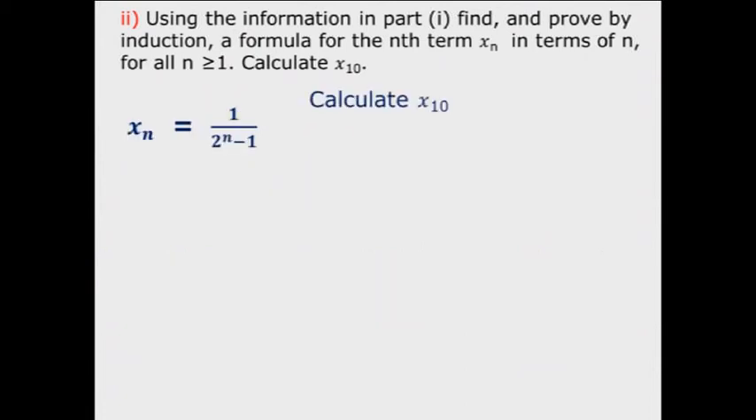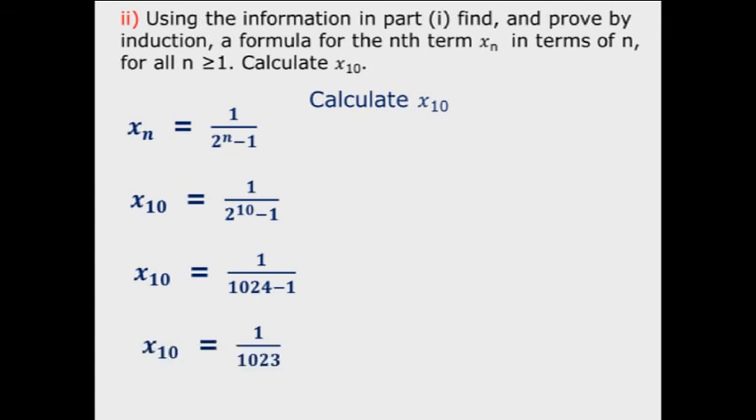Now we must try to find x10, which is the final part of the question. So we know xn is equal to 1 all over 2 to the power of n minus 1. We must sub in 10 for n, giving us 1 all over 2 to the power of 10 minus 1. And 2 to the power of 10 is 1024. So x10 is equal to 1 all over 1024 minus 1, which is 1 all over 1023. And that is the question.